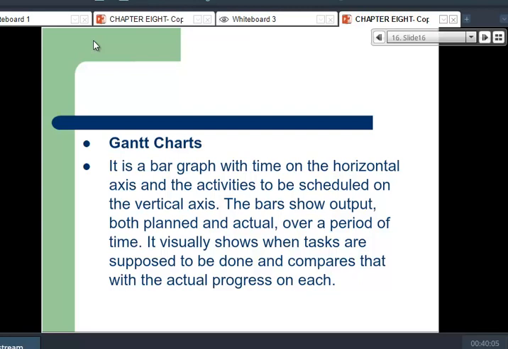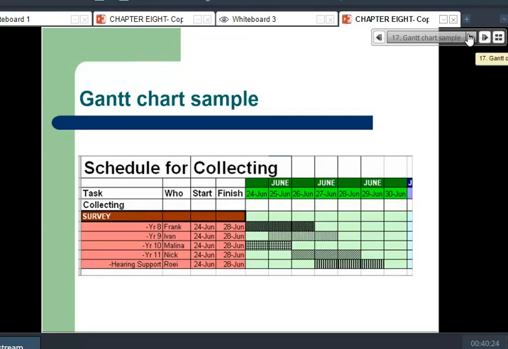The bar shows the output, both planned and actual, over a period of time. It visually shows when the tasks are supposed to be done and compares with the actual progress on each. You can see here the Gantt chart. Gantt is the name of the scholar who invented such a tool for predicting or scheduling the resources.